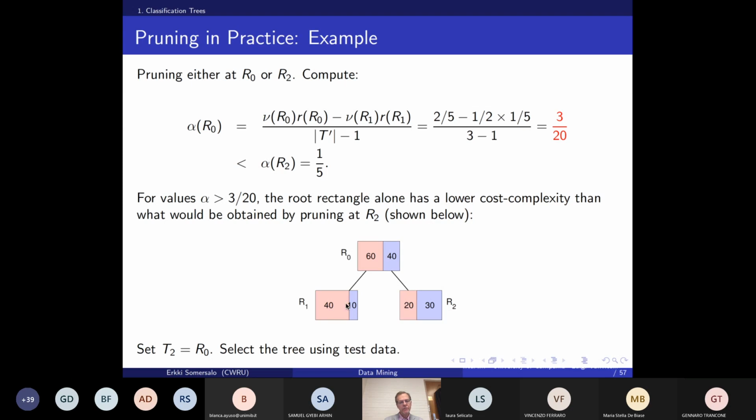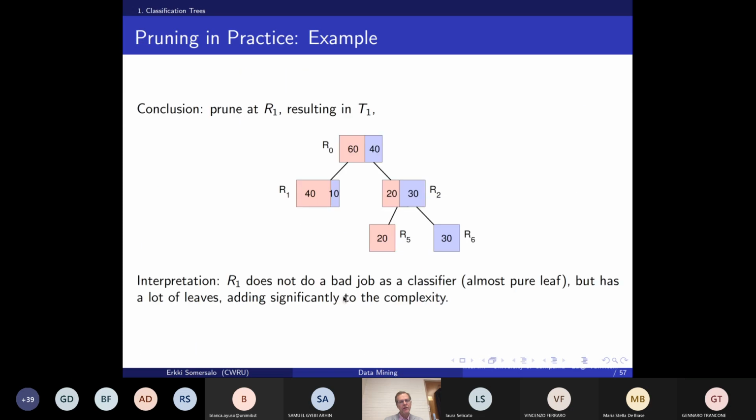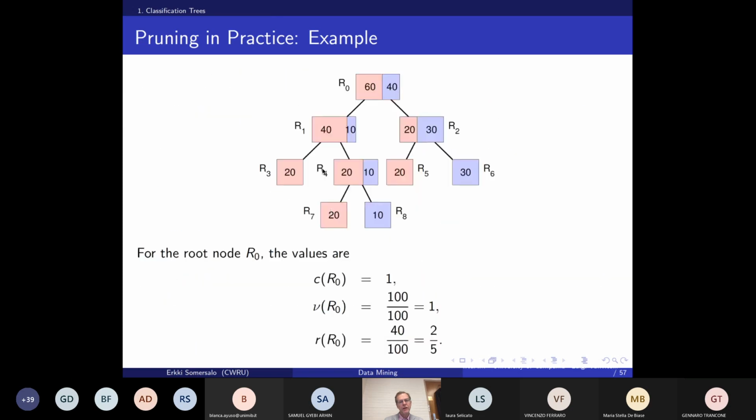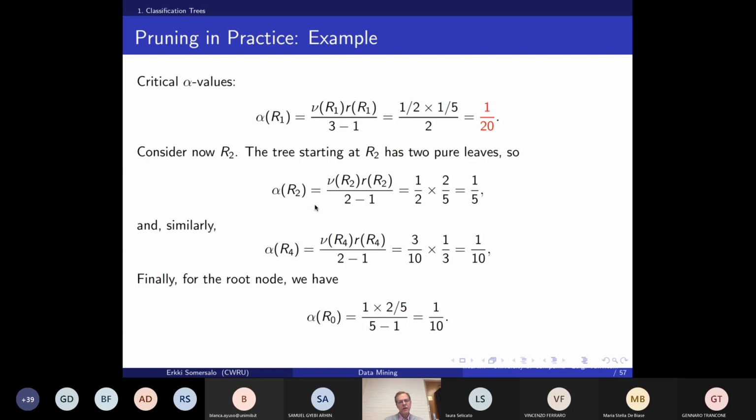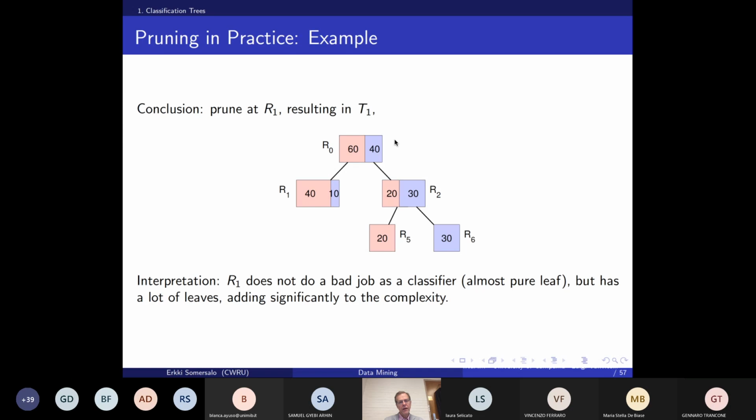So in this particular computed example, I have obtained 3 trees. My original tree, which is this one, that's T0. Then I get T1, it is here. And then I get T2, which is only the root node. And that's it. And so then which one should I use for classification? I take the test data, and then I'm testing which one of these trees is doing the best job. And that's the tree that I'm going to select.